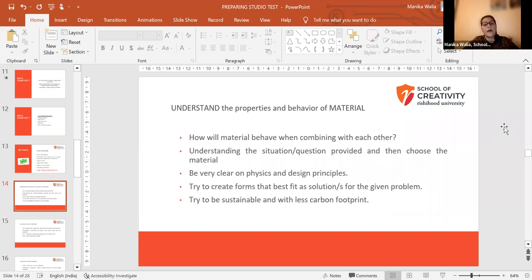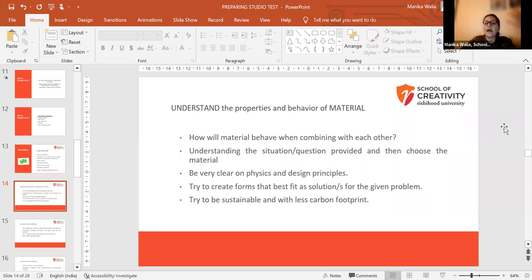Understanding the situation or the question which is given to you and then choose the material. If they are not specifying that this is the material you have to use, right now I just told you, if it is an outdoor space, then what kind of material you will choose. You have to think in an outdoor space, there will be sunlight, there will be wind, there would be breeze, there would be humidity, there would be rain, there would be moisture, there would be people touching it. You know, there are so many factors which have to come together, think about it, and then come to a final decision. Understand principles, okay, this we've just discussed.